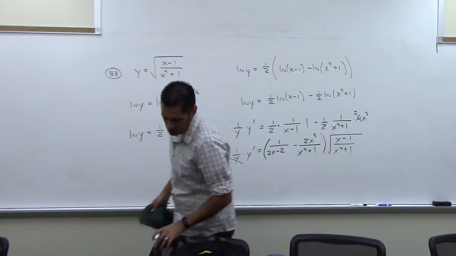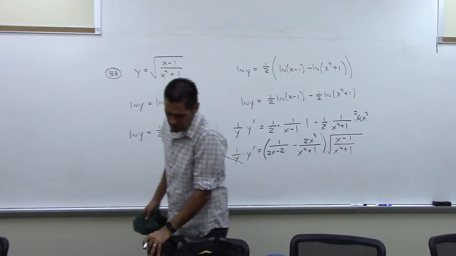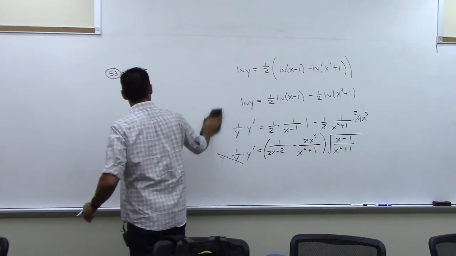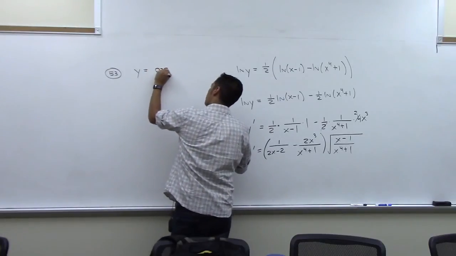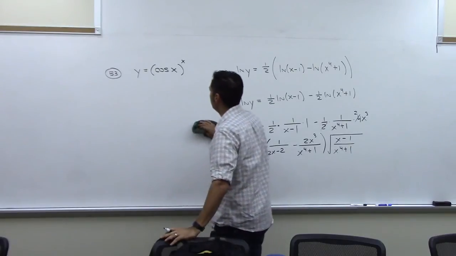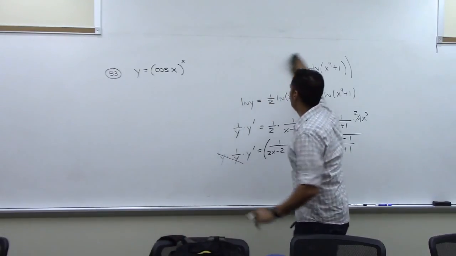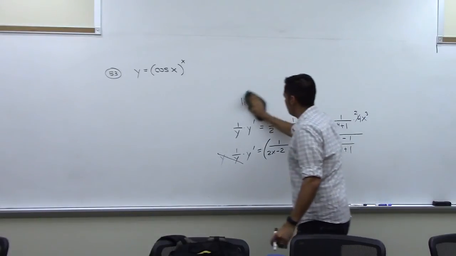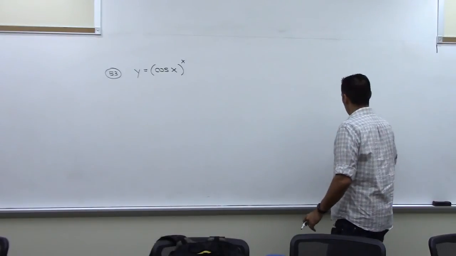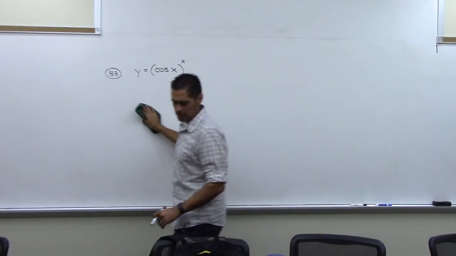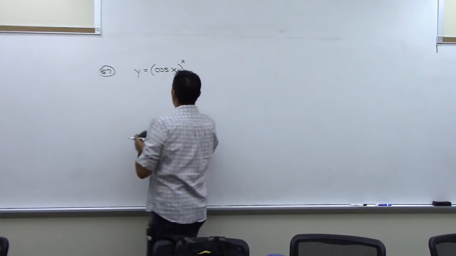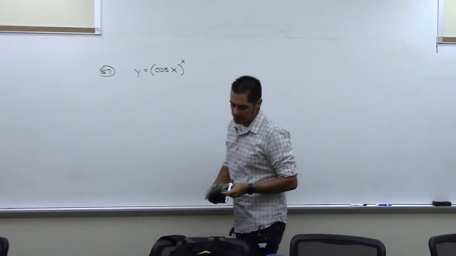Y is equal to cosine x to the x. Notice that there's a parentheses around the cosine x, so it's the whole thing raised to the x. Now this, I'm sure I mentioned in class, is one of the very unique types of functions that we can get, because both your base and your exponent, both of them, have a variable x in them.